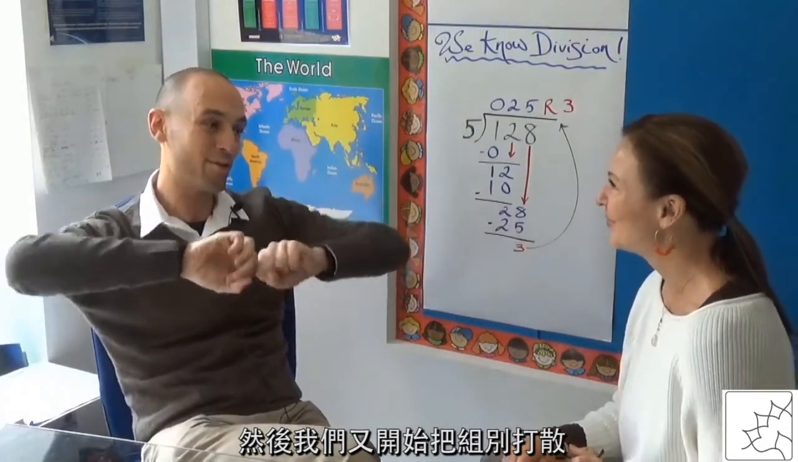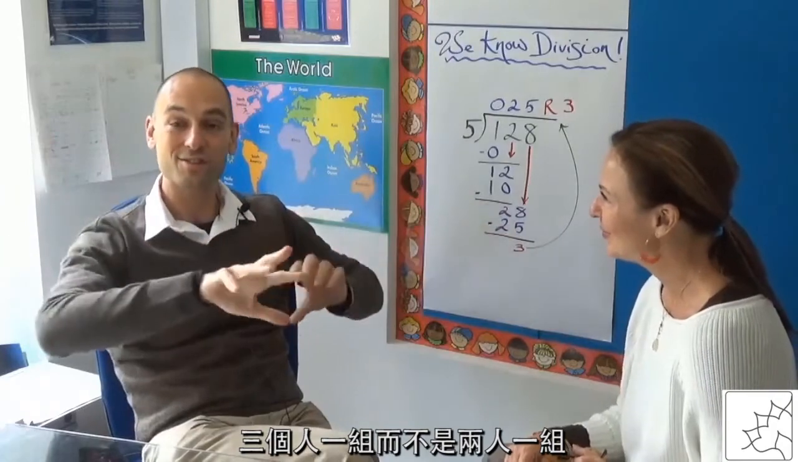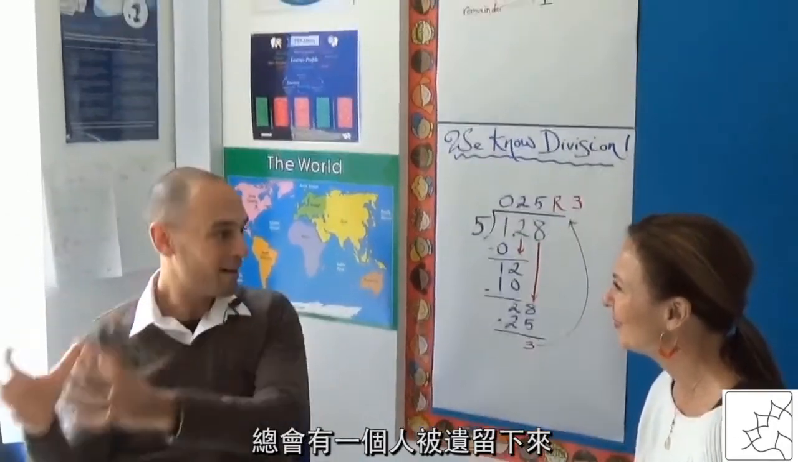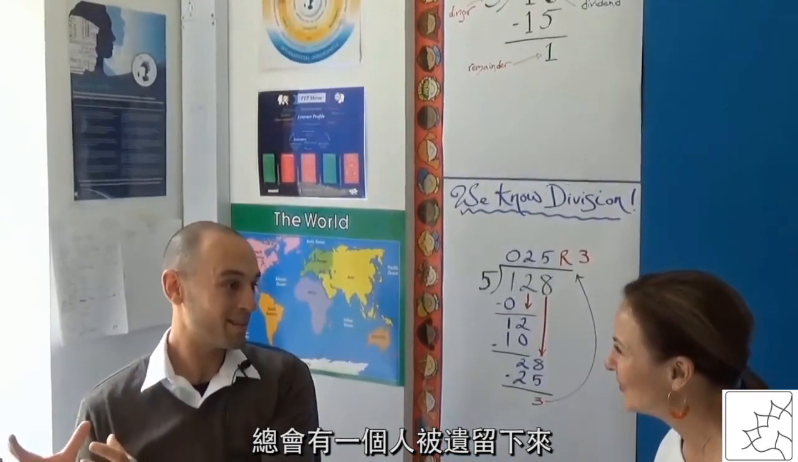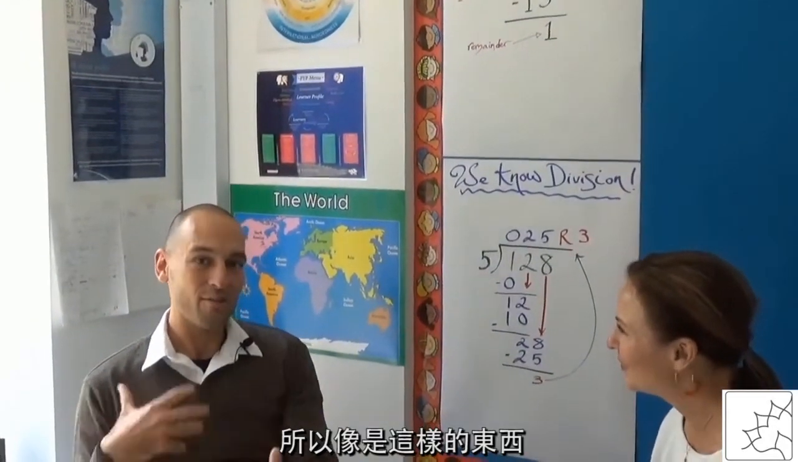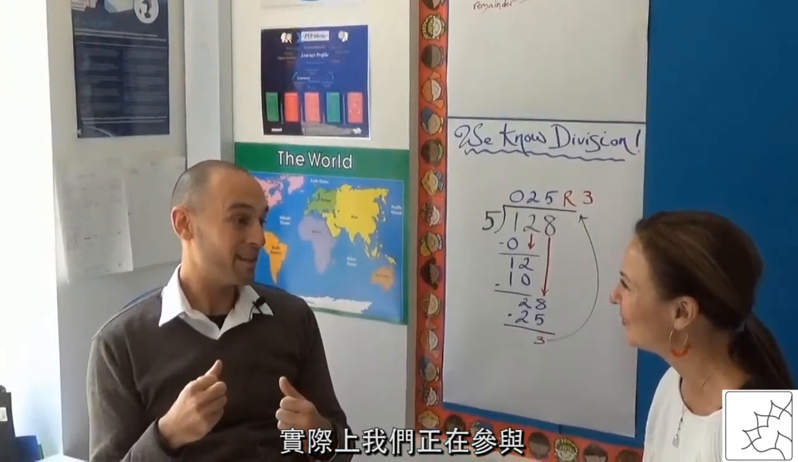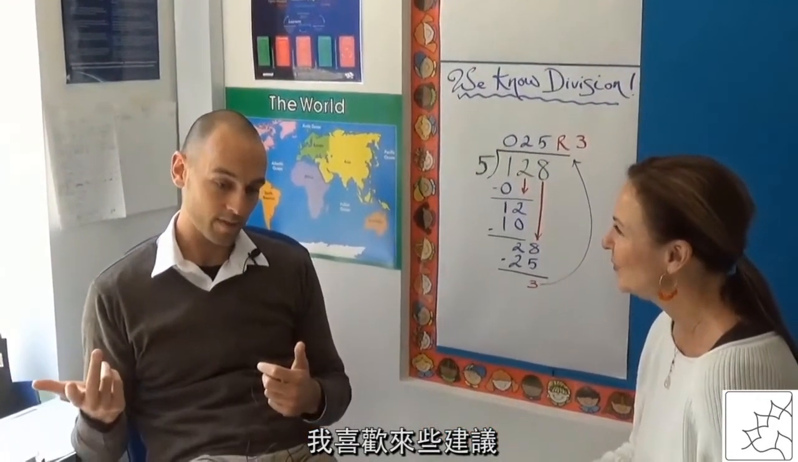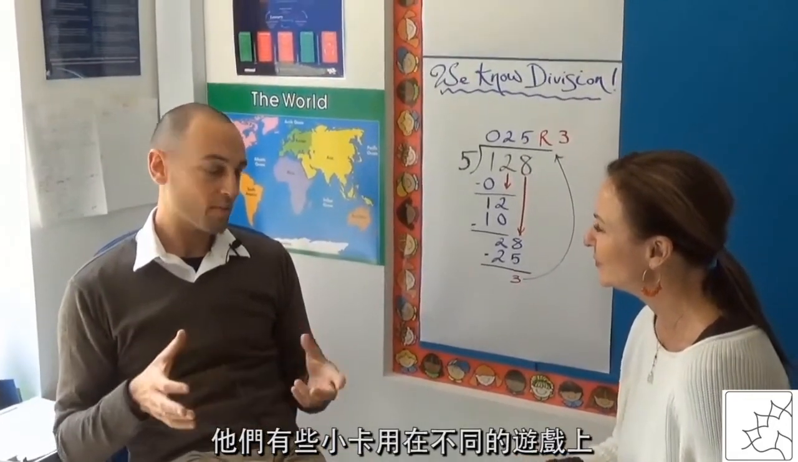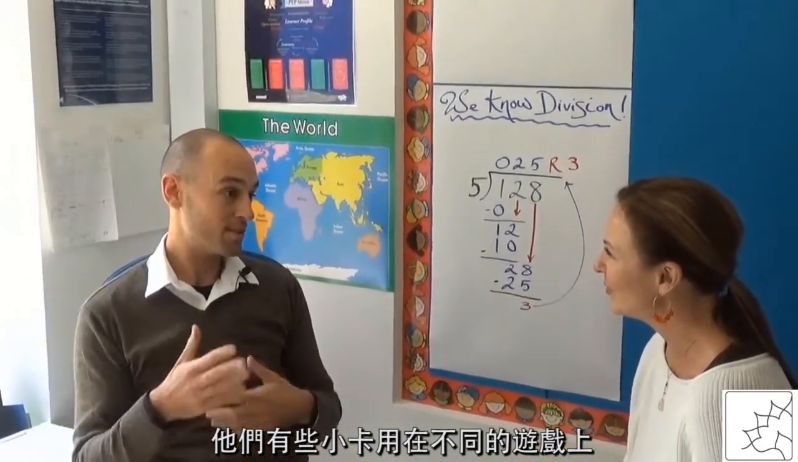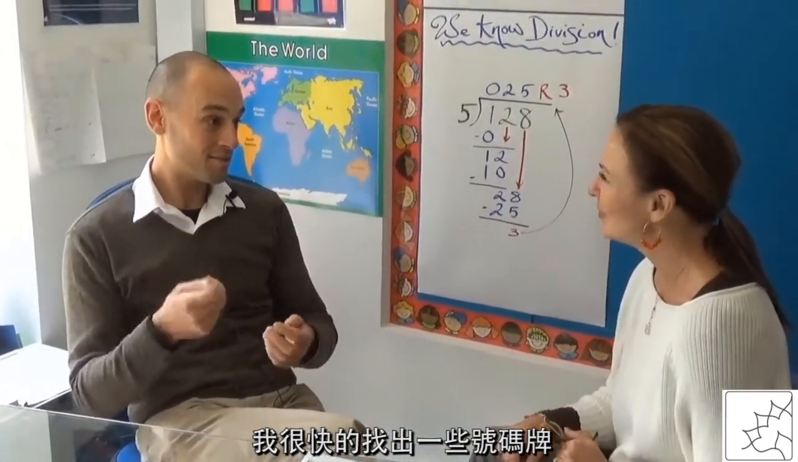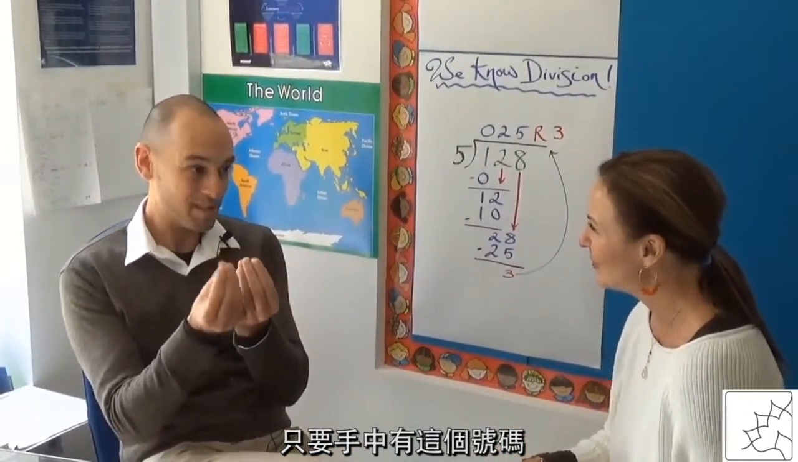And then we grouped them again, broke them up into groups of 3 instead of 2, and we had another remainder. And they saw the idea that it was that one left over from the bunch that couldn't be used. And so stuff like that where they're actually being involved, I really like. And with some suggestions from Everyday Math we have some cards and stuff to use in different games, really simple games.